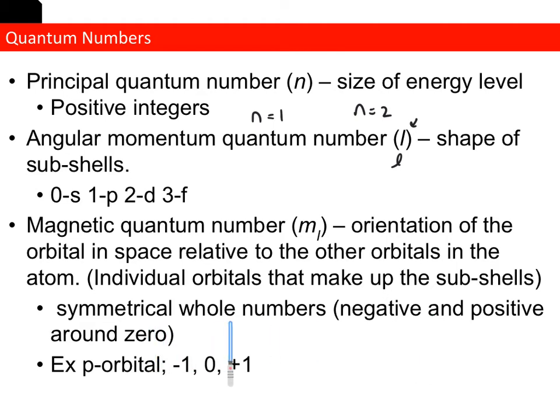Now the S subshell only has one orbital, so we just use 0 for S. But P has a possible 3 orbitals, and we identify them as -1, 0, and 1. As you would imagine, the D subshell has 5 orbitals, so they're symmetrical around 0. So we can go 0, +1, and +2, and also -1 and -2. That's how you get the m subscript l values for the D subshell. And the F then would have ±3, 2, 1, and 0, which would make up its 7.